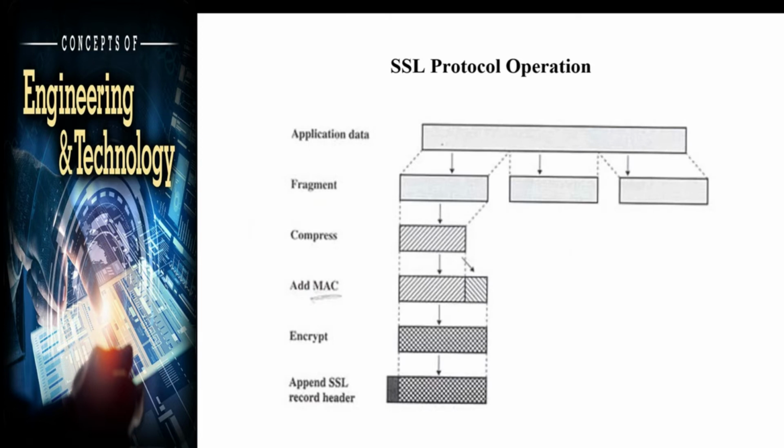This is the SSL protocol operation. We have application data, then all the application data will be taken for fragmentation. Then we compress it, then we add the MAC. Then all the data will be taken for encryption. Then we look at the SSL record header and append it. After the encryption, the information will be with the SSL header, and this information can be transferred. So this is one of the protocols, SSL.